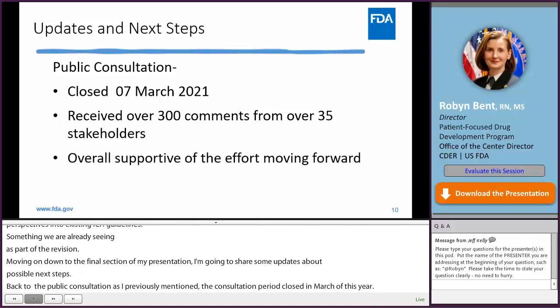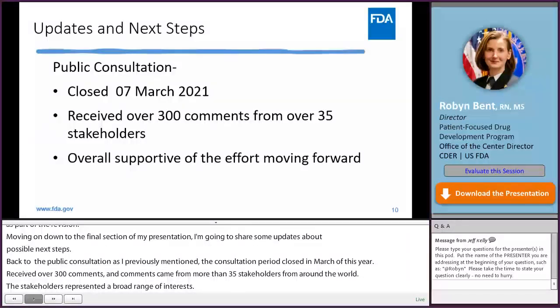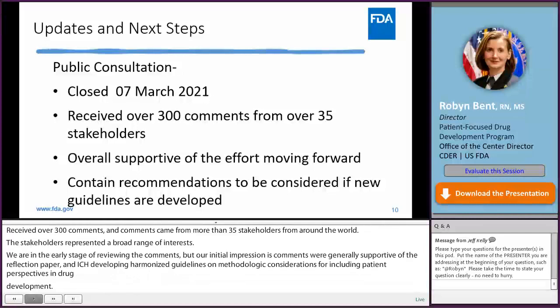These stakeholders represented a broad range of interests. We're in the early stage of reviewing the comments, but our initial impression is that the comments were generally supportive of the PFDD reflection paper and of ICH developing harmonized guidelines on methodologic considerations for including patient perspectives in drug development. Many of the comments contained recommendations to be considered by an expert working group if a new topic proposal for the development of a guideline moves forward.